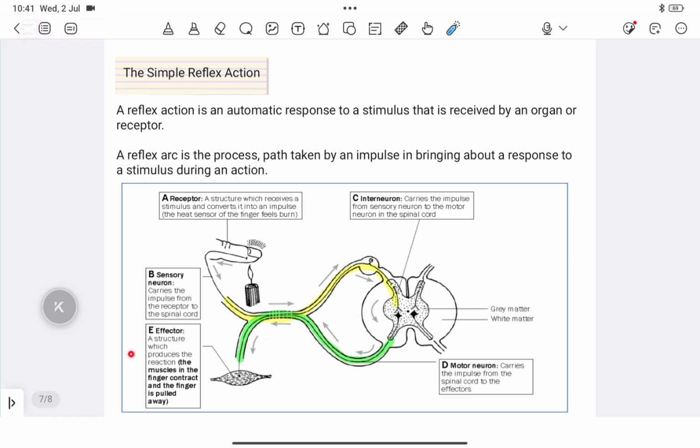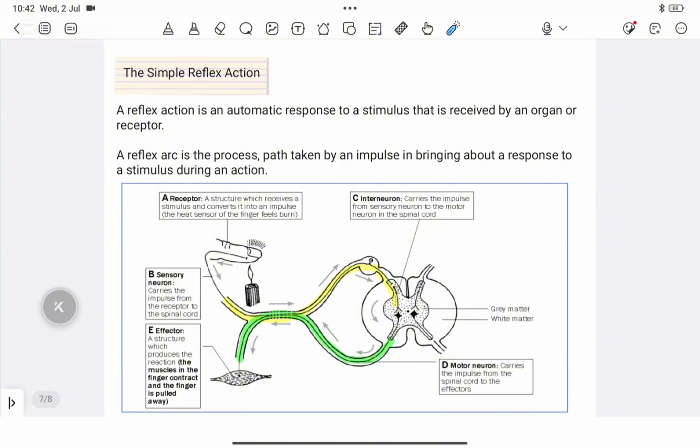And then lastly, we have the effector, a structure which produces the reaction, which is the muscles in the finger contract and the finger is pulled away. So that's basically the process of if you now accidentally put your hand in hot water and your hand automatically moves away. I know it might feel like you are the one that did that, but please don't try this at home. It's a reflex action. Your body already knows that this is a foreign thing. What's happening? We need to move away from it. It's your body in a way trying to protect you.